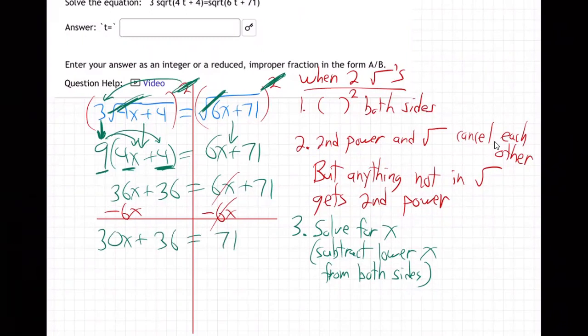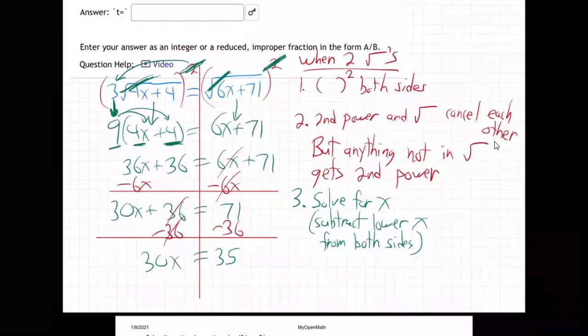We good there? We're trying to solve for x now. So just subtract the lower x from both sides. And then I think you know what to do from here. We just subtract the 36. You probably already knew what to do from the previous step as well. And what do we got? These are gone. 30x is something. I don't know. What's that? 35? Yep. And then last step to get x alone, you know it. Just divide by the 30.